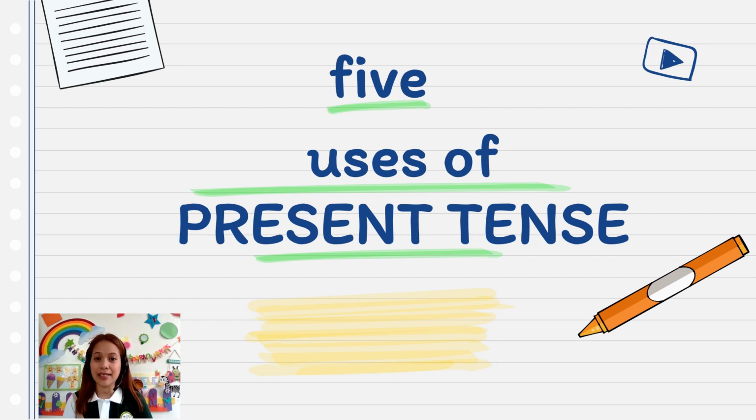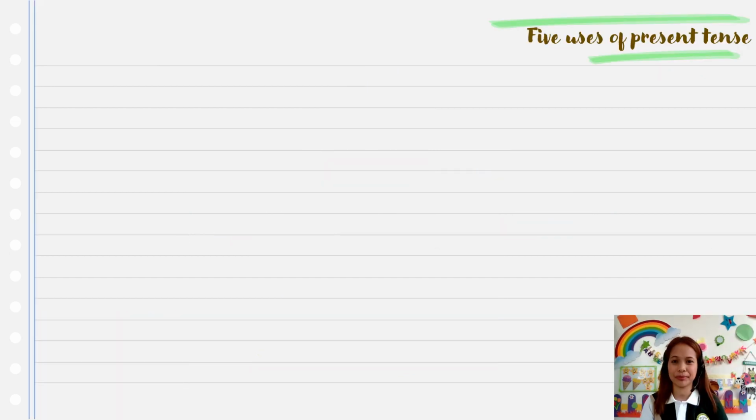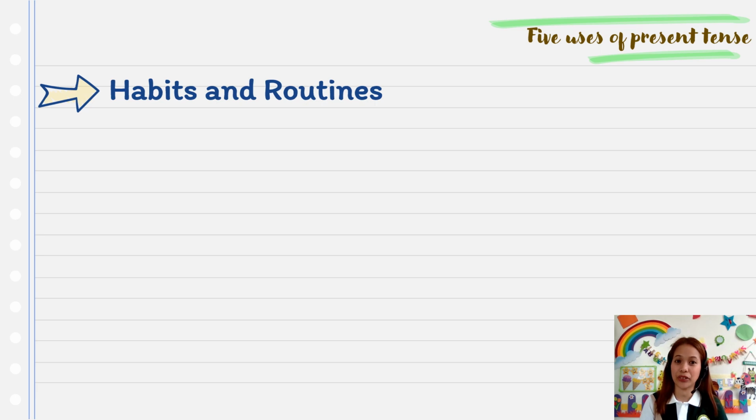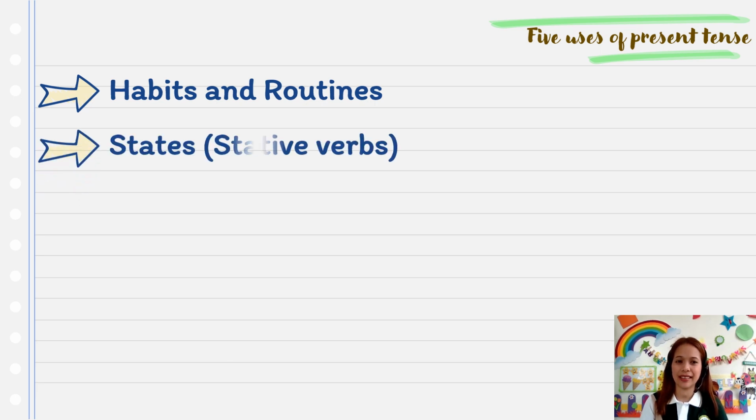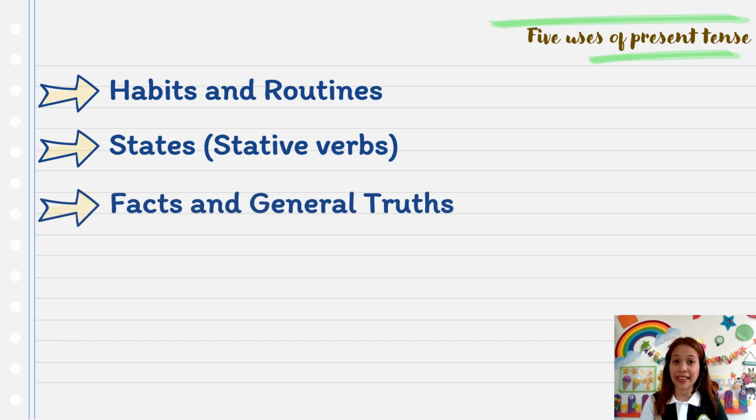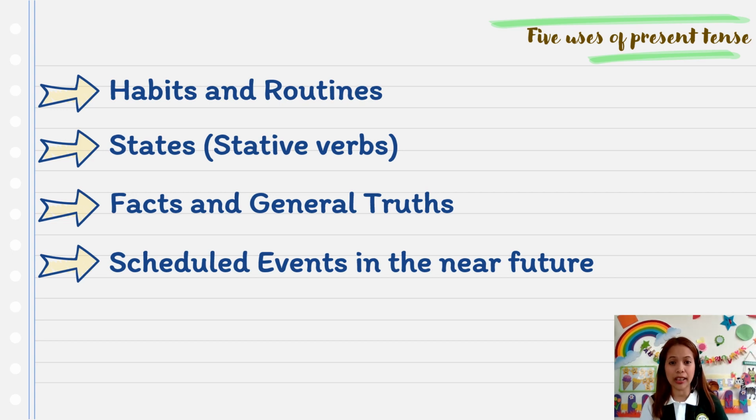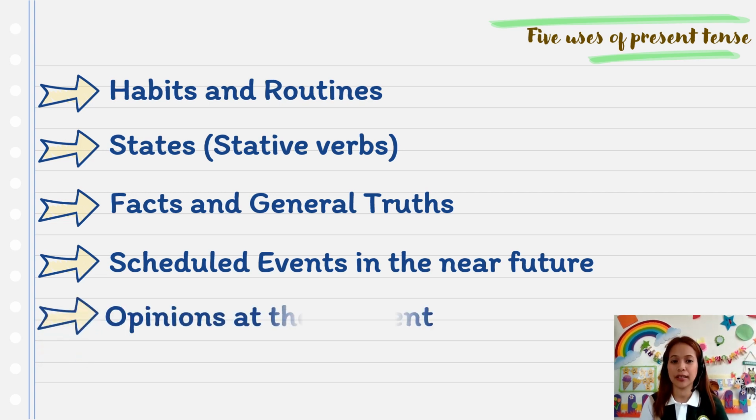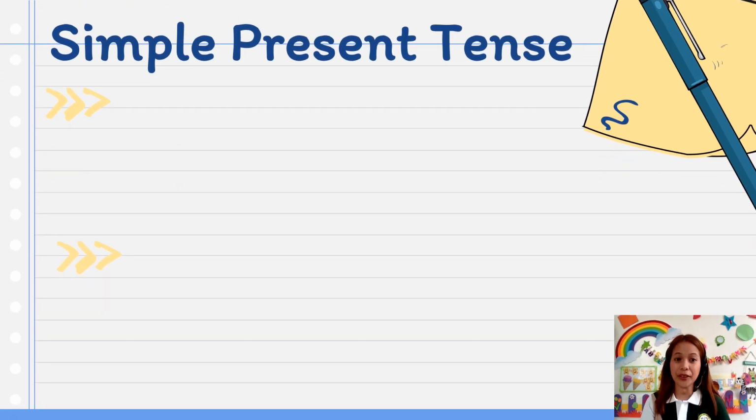Okay, let's study the 5 uses of present tense. First one, habits and routines. Stative verbs, facts and general truths, scheduled events in the near future, opinions at the moment. Okay, let's talk about the first one, habits and routines.